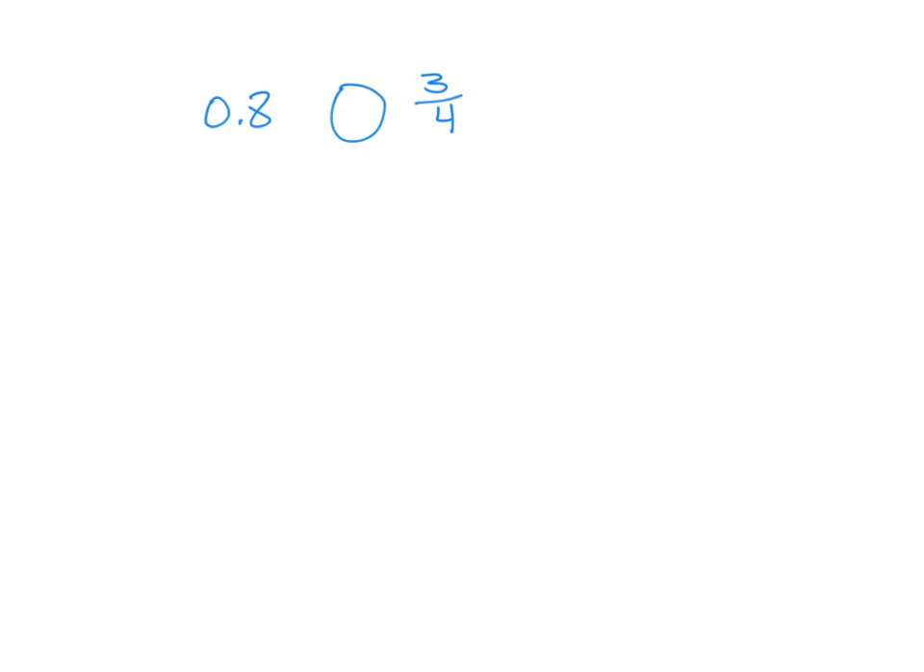I'm going to do it both ways so that you can see it both ways, but you only need to choose one way. So if I wanted to change 0.8 into a fraction and then compare it, it would be 8 as the numerator, and it ends in the 10ths place, so that's my denominator.